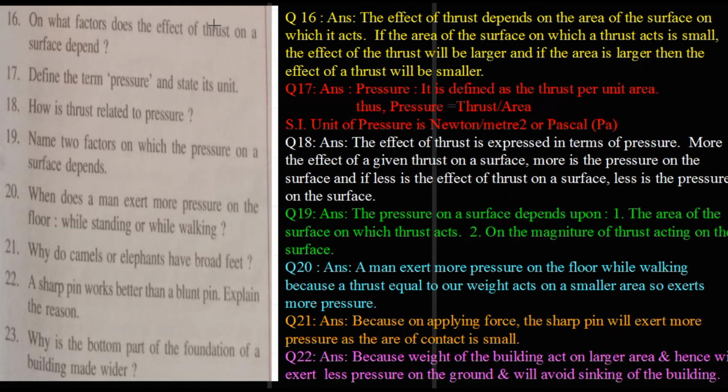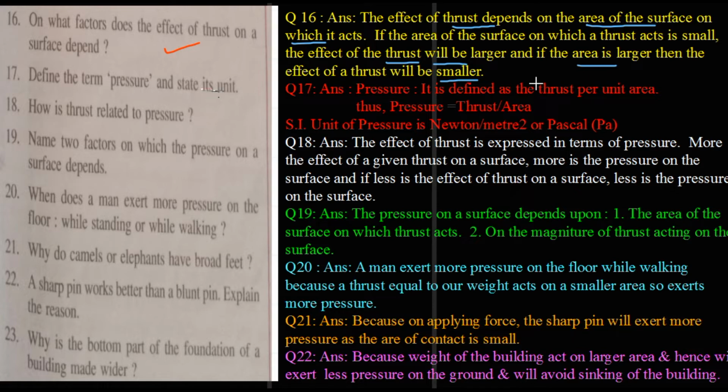On what factors does the effect of thrust on a surface depend? The effect of thrust depends on the area of the surface on which it acts. If the area of the surface on which thrust acts is small, the effect of thrust will be larger. Smaller the area of the surface, larger the effect of thrust, and if the area is larger, the effect of thrust will be smaller. Right?